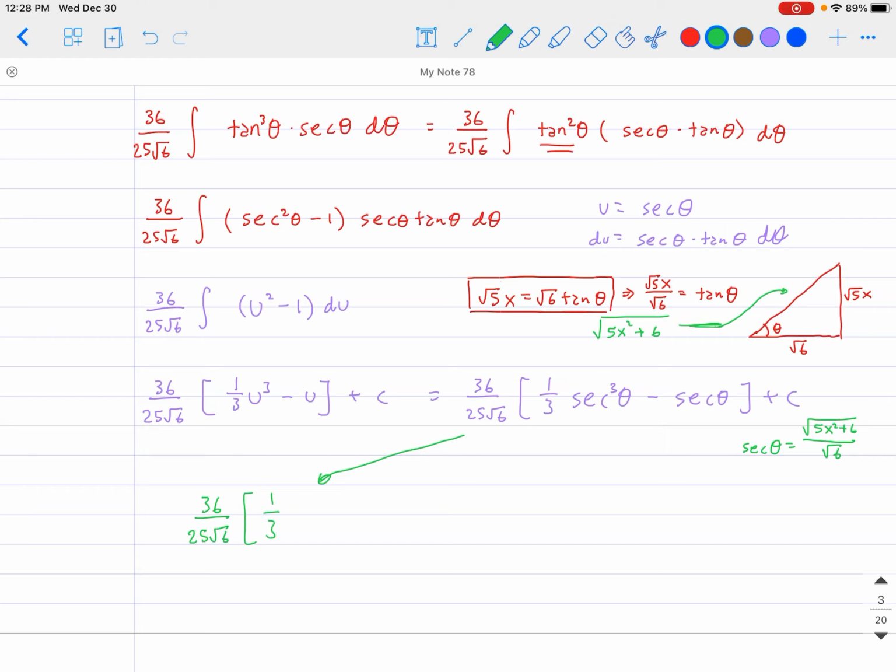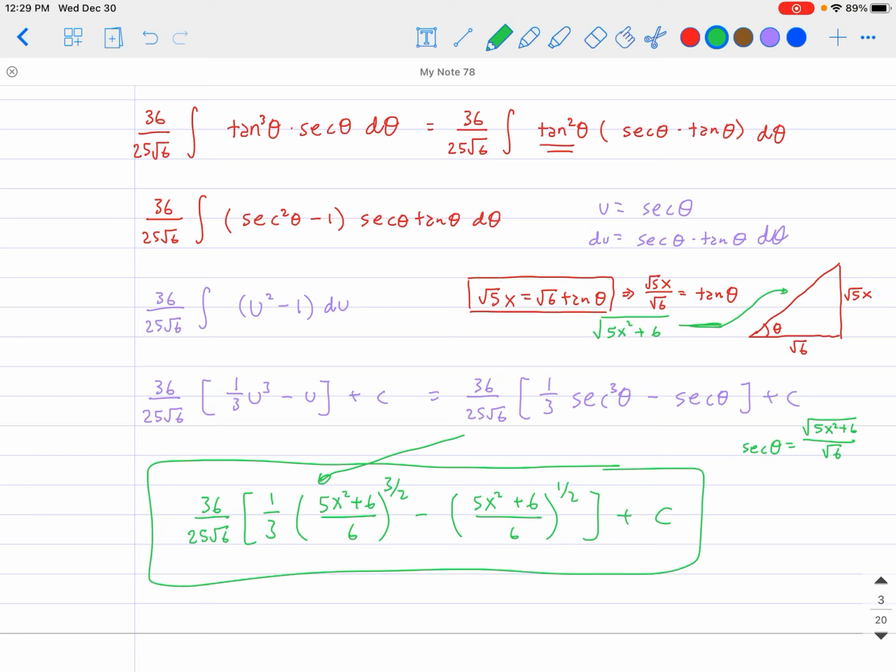So my final answer is going to be 36 divided by 25 root 6 multiplied by 1/3 multiplied by the secant cubed. So then that means it is 5x squared plus 6 divided by 6, raised to the power of 3 over 2, and then minus 5x squared plus 6 over 6 raised to the power of 1/2. And then we have the plus c. So there you go. That's going to be our nasty problem of the day then.